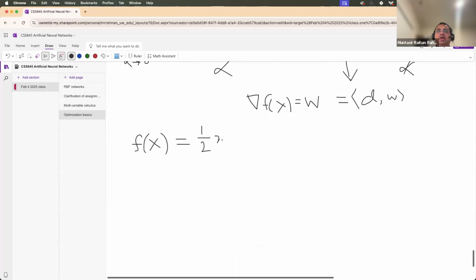Okay. So let's consider this term, 1/2 x transpose A x, where I'm going to say that A is a symmetric matrix. I want A to be symmetric, and x is going to be a d-dimensional vector. So what is the dimension of A here?